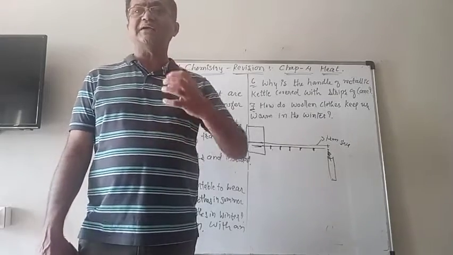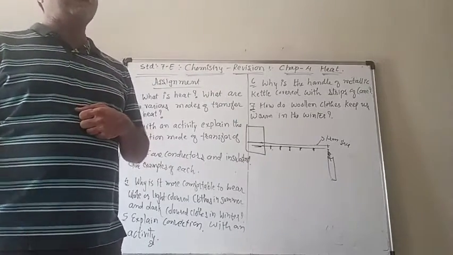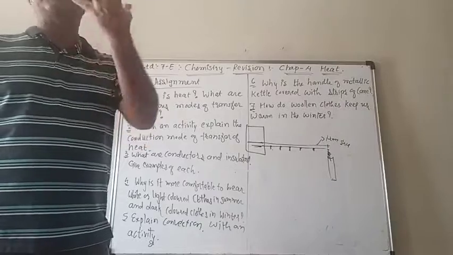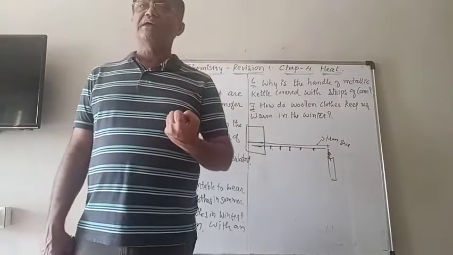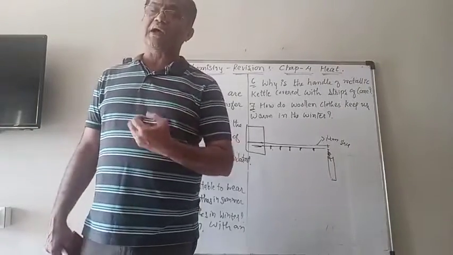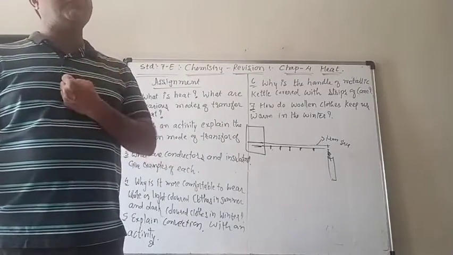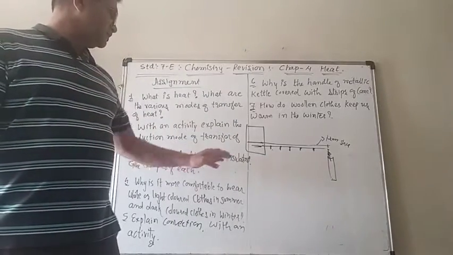But in winter we like dark colored clothes. Why? Because dark color absorbs the heat more, and then we feel hotter in our body, and therefore it is done.